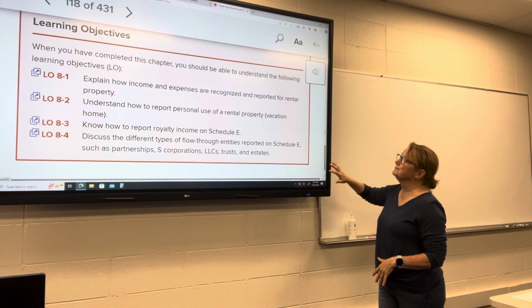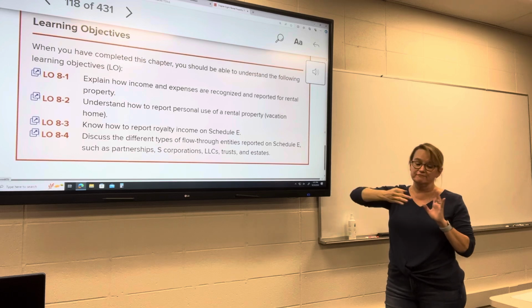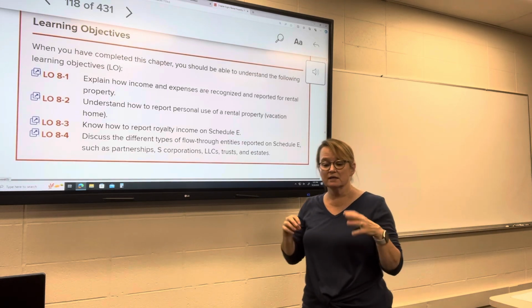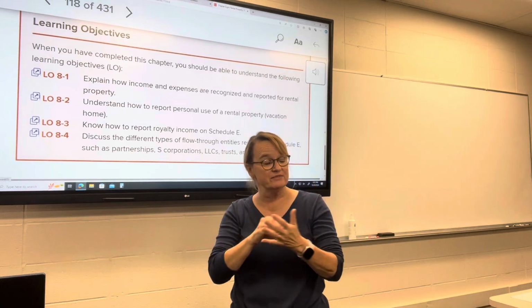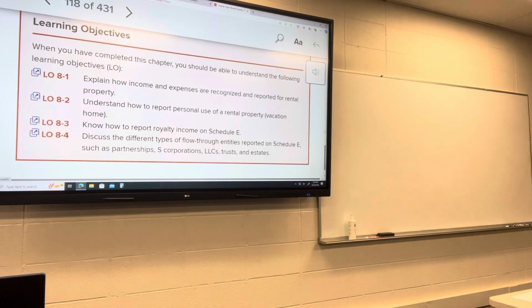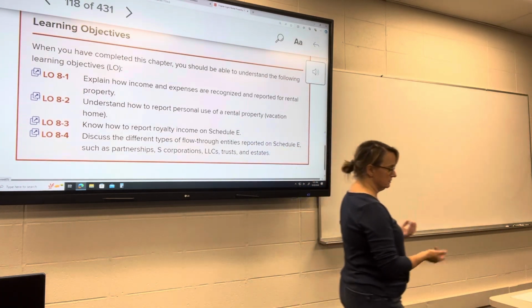All right, so this particular chapter, again, rental income and income from pass-through entities, we put those two together because the income shows up on the same form, which is the Schedule E. We're introducing a new form in this chapter called the Schedule E.